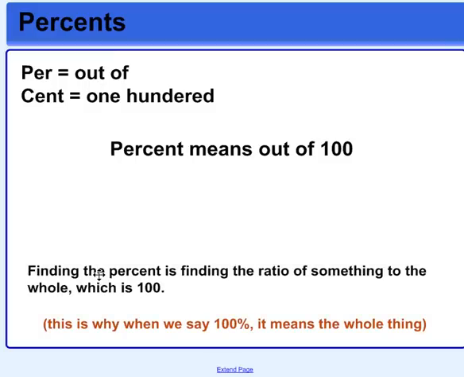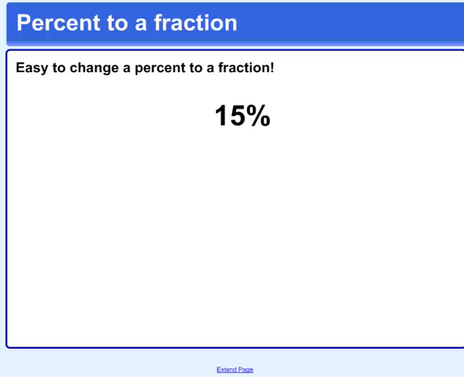Finding the percent is when you're finding the ratio of something to the whole, which is 100. This is why when we say 100%, it means the whole thing, because you have 100 out of 100 items. So writing a percent is the same as writing a ratio. It's easy to change a percent to a fraction.